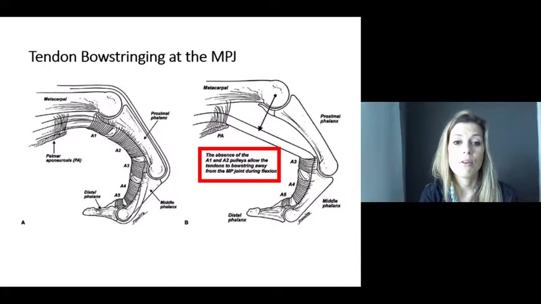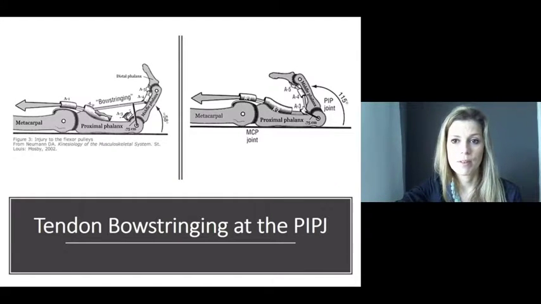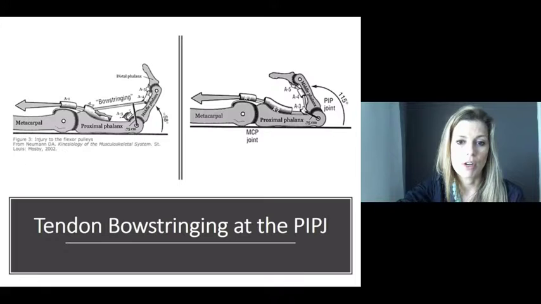Here you can see on the left side of the picture intact A2, A4 pulleys, and so the client is able to make a good functional fist. And then on the right side of the picture, you can see the A2 pulley has been cut and ruptured, and so you can see that tendon is now drifting away from the bone and making it really difficult for that client to make a fist. Okay, another picture of the A2 pulley being ruptured and leading to bowstringing.